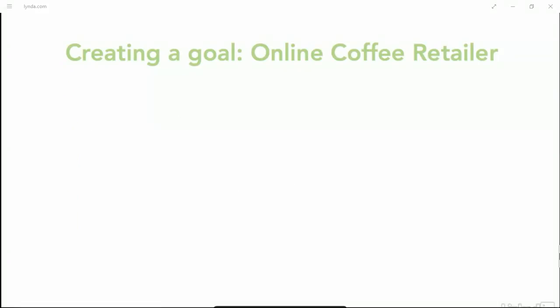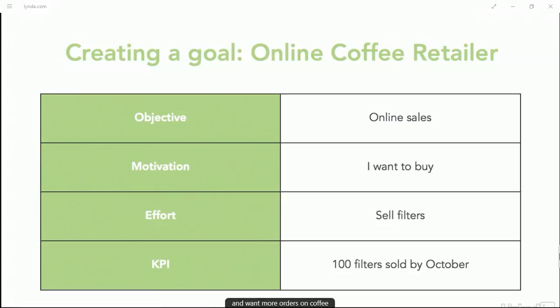Let's say you sell coffee products online and want more orders on coffee filters and coffee mugs. My first objective is online sales. Then we have the motivation, and the motivation is going to be what your customer wants. Remember that list from earlier? So in this case, the motivation is I want to buy. Our effort is to sell filters. That's what we need to do. So we need to sell filters, and the KPI is going to be 100 filters sold by October.